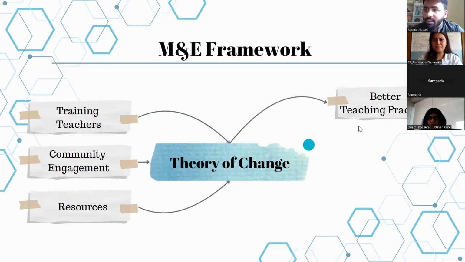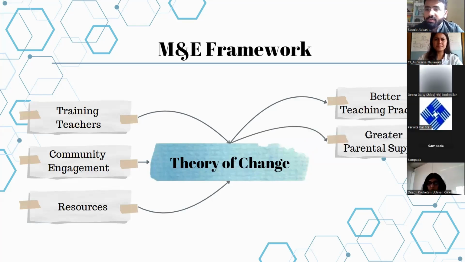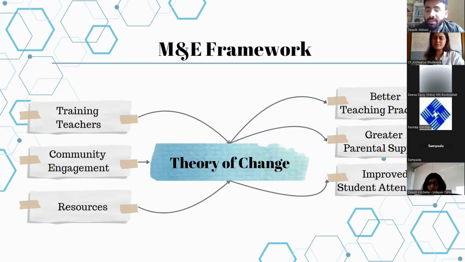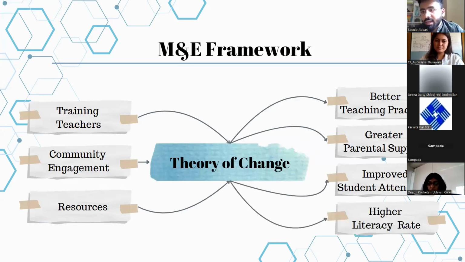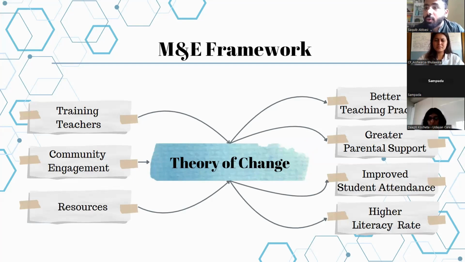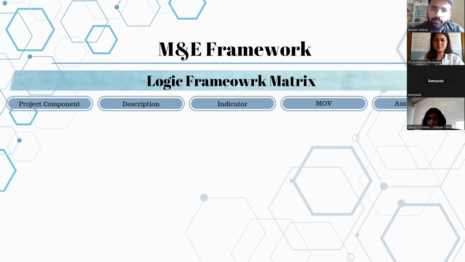What it in turn is essentially going to do is, the assumption being that we will have better teaching practices, that would be the outcome. There will be better parental support, factoring in that there is community engagement happening, that in turn will improve students' attendance. And as an organization or as a program, we will be able to achieve a higher literacy rate. So that's more or less a very brief theory of change that can potentially look like for the organization.